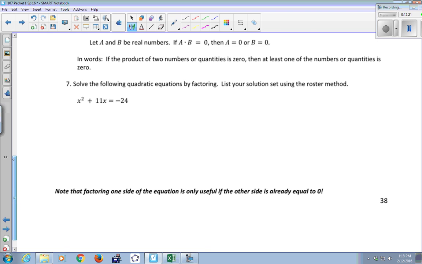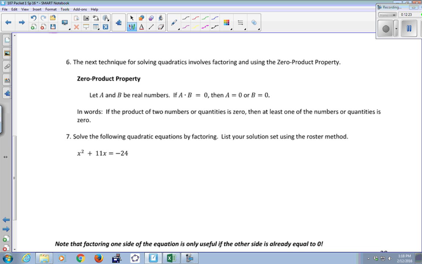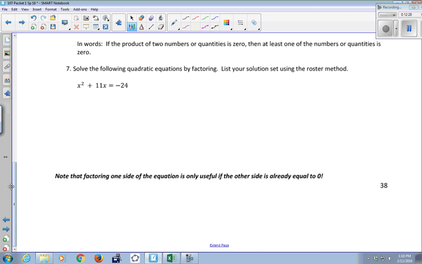Because this is the zero product property, one side of my equation has to be 0 in order to use it. So the first thing I'm going to do in number 7 here is move the 24 over. So I have x squared plus 11x plus 24 equals 0. And now I have to factor x squared plus 11x plus 24.